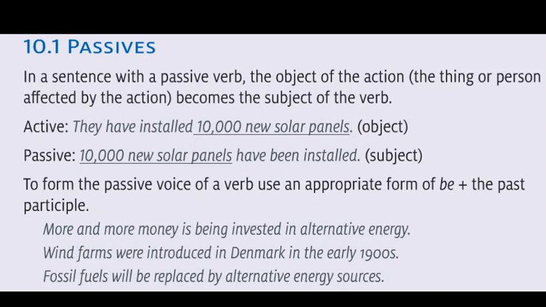So, to form the passive voice of a verb, we use a correct form of the verb to be, plus the past participle. Pay attention to the examples. More and more money is being invested in alternative energy. Wind farms were introduced in Denmark in the early 90s. Fossil fuels will be replaced by alternative energy sources. As you can see, these three sentences are in passive voice.